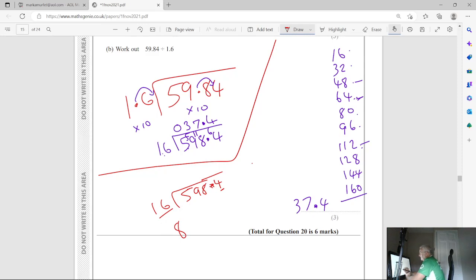Okay, so half of 5 is 2.5. So I'm going to put my 2. I'm going to keep my 5 up there to think about what I'm going to do with that in a minute. Okay, half of 9 is 4.5. But remember this 5 still has to be included. So 4.5 plus 5 gives me 9.5. So 9. Bring the 5 backwards. Half of 8 is 4. Add to that gives me 9. And then half of 4 gives me 2. So 598.4, if I half it, gives me 299.2.